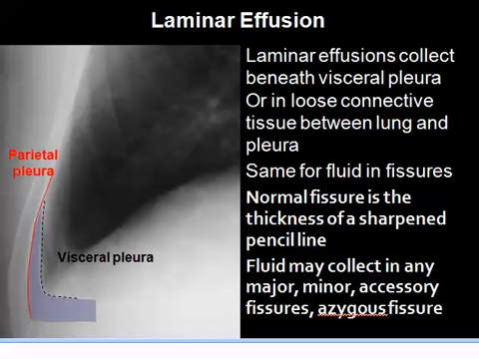So laminar effusion collects between visceral and parietal, or in the loose tissues between the lungs and the pleura if there is a pulmonary inflammatory process. And the same occurs in fissures. Fissures are split and fluid comes in, accumulates, causing thickening. The normal thickness of a fissure is a sharpened pencil line, very thin line, but it may be thicker if fluid starts to collect.